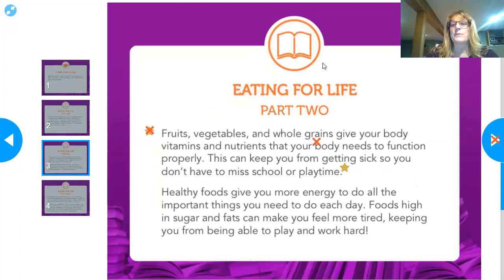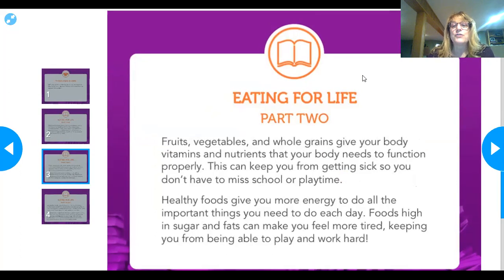Fruits and vegetables and whole grains give your body vitamins and nutrients that your body needs to function properly. This can keep you from getting sick so you don't have to miss school or playtime. Healthy foods give you more energy to do all the important things you need to do each day.